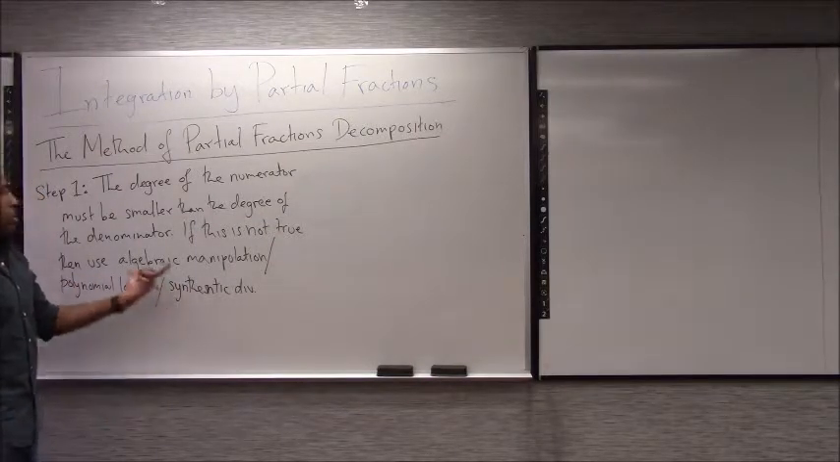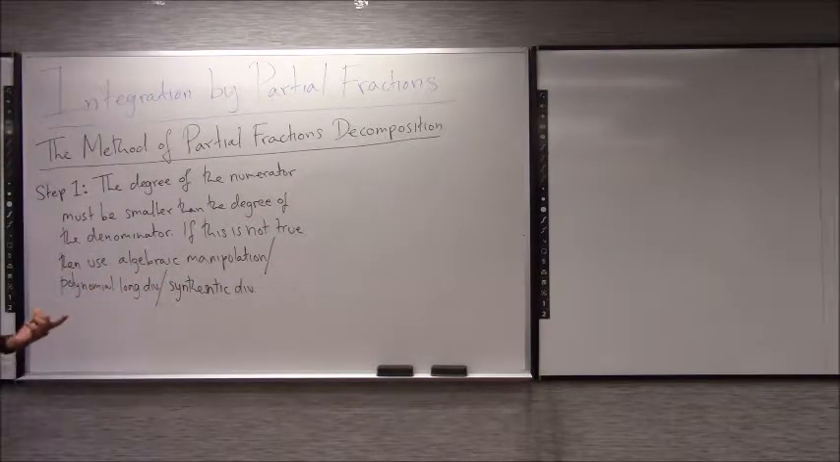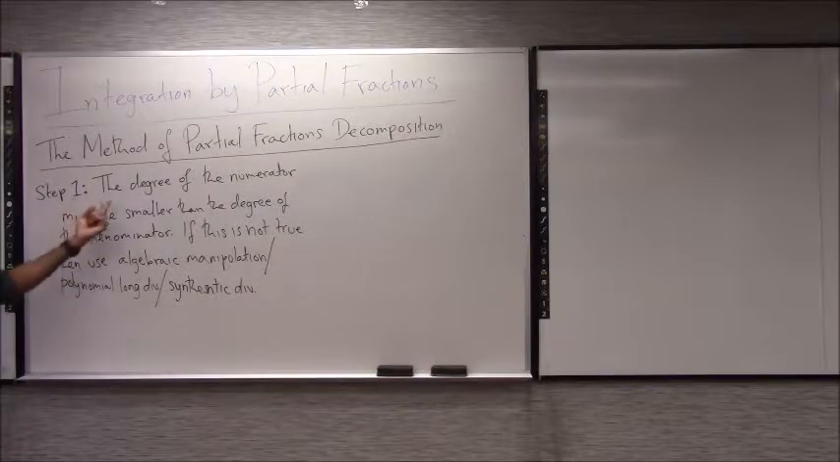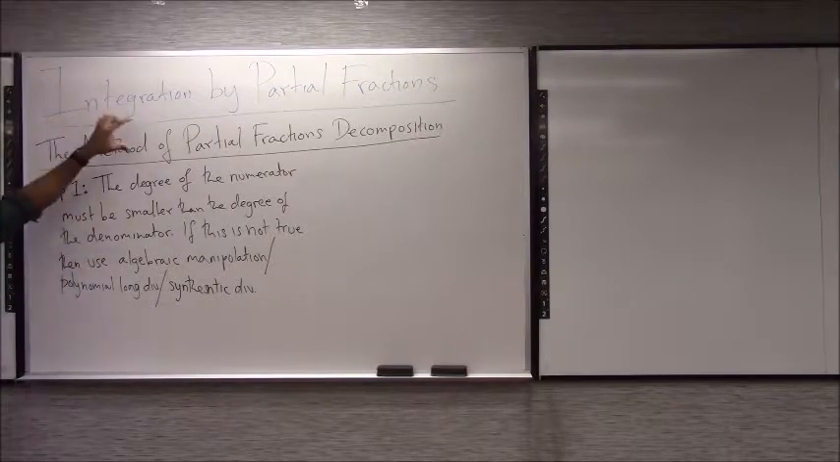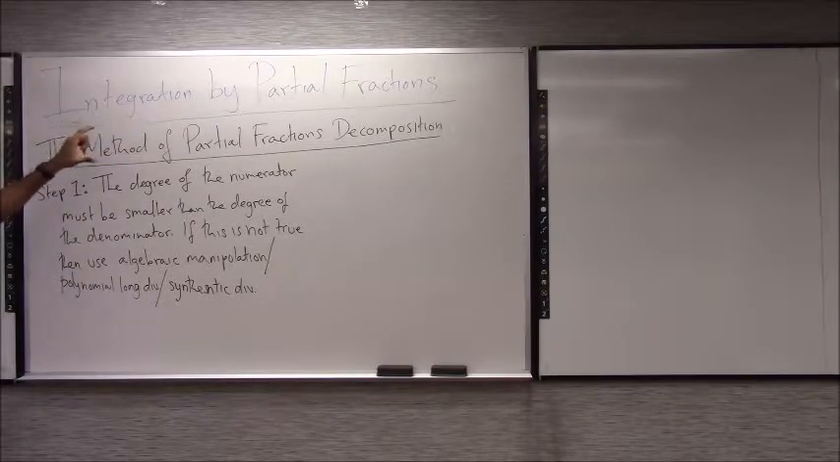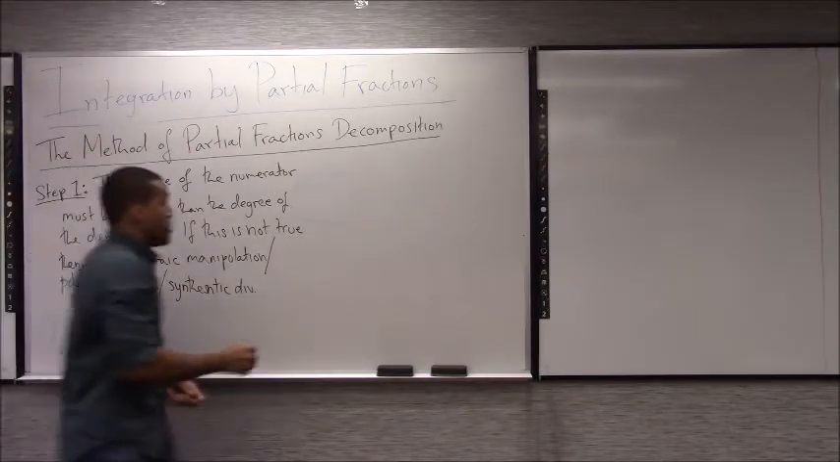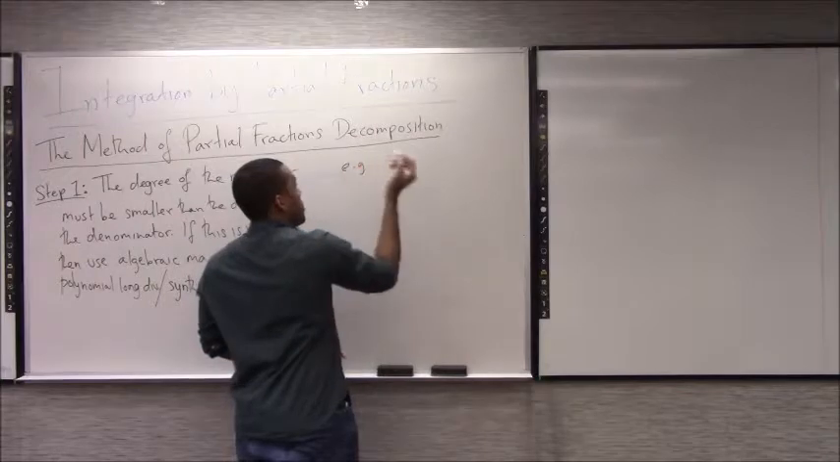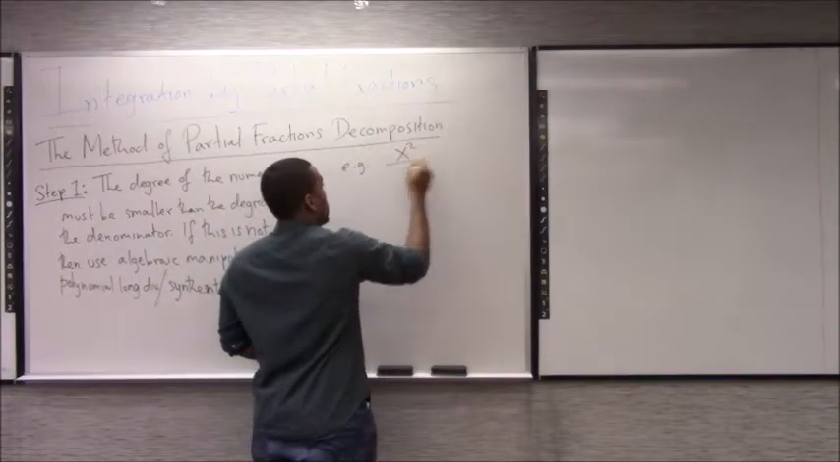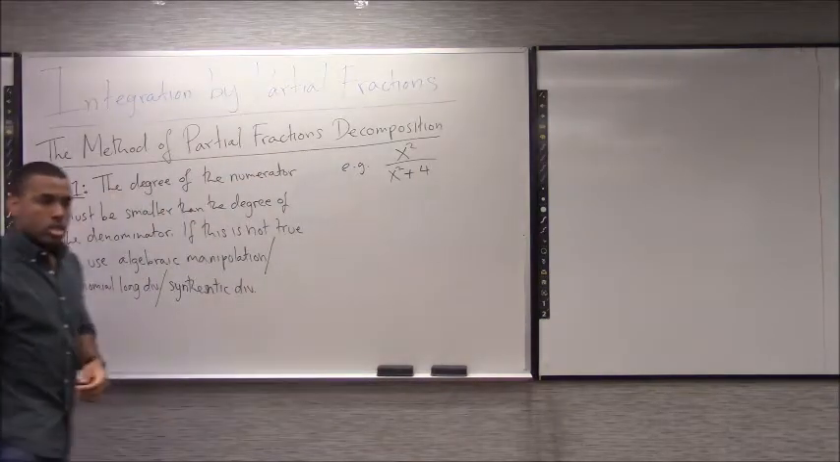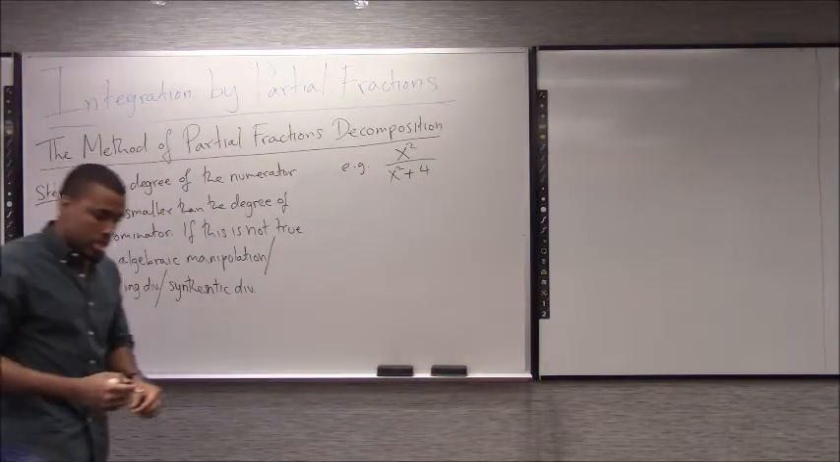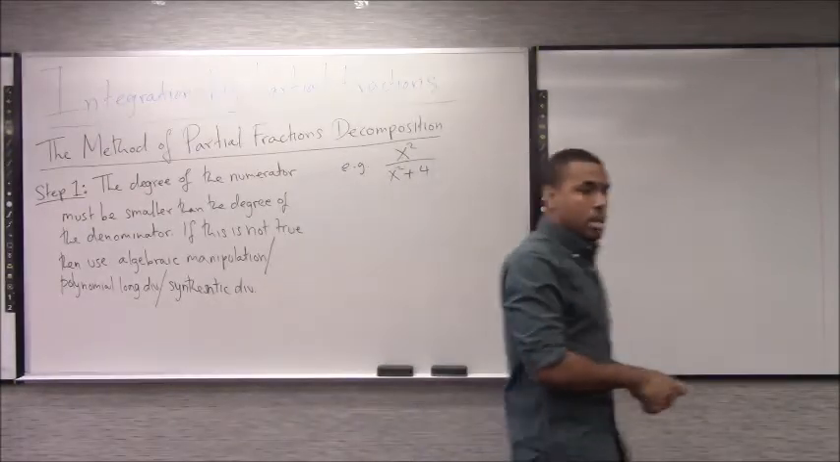Okay, so you can actually simplify a case where the degree of the numerator is larger than or equal to the degree of the denominator. It turns out that breaking into partial fractions, this method will not work. So step one is to make sure that that does not happen. So let's give you an example here. Let's say I had x squared over x squared plus 4. Now, in this case, notice that the degree of the numerator is the same.